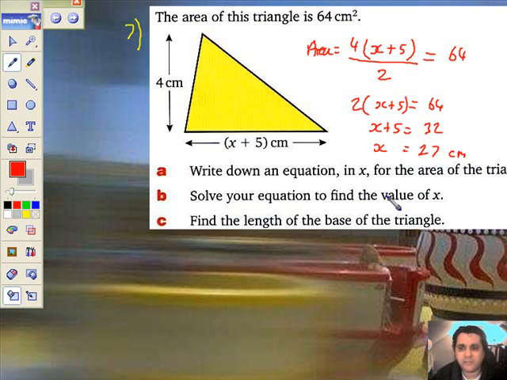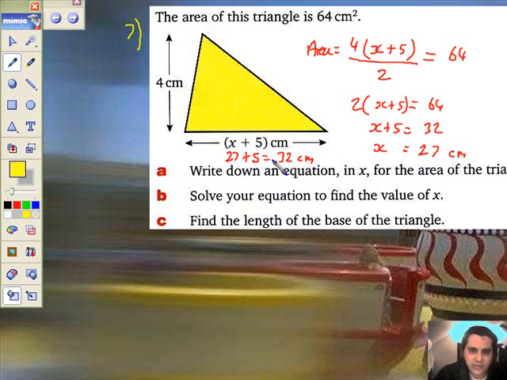Find the length of the base of the triangle. Okay, so if that's 27, that little bit, then 27 plus 5 is going to be how much? I haven't got a clue. 32 centimetres. So that's it. Shall we check ourselves? Okay, I think we shall.